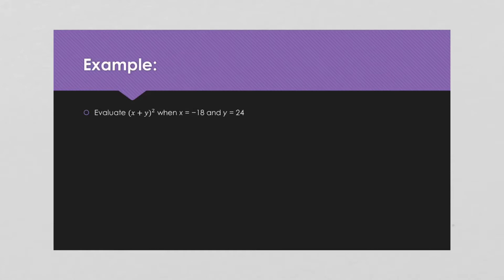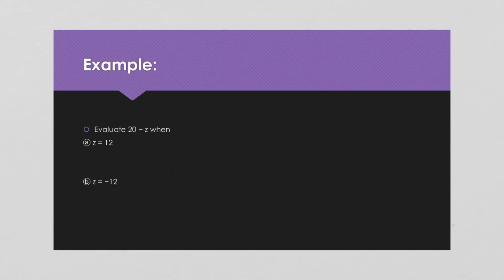Okay, on this problem, we're going to evaluate the quantity or the sum of x plus y to the second power. And so now we've got x is equal to negative 18, y is equal to 24. So I'm going to substitute those values in. Now, I want to do what's inside the parentheses first. Negative 18 plus 24 is 6. And then I want 6 raised to the second power, which is 36.